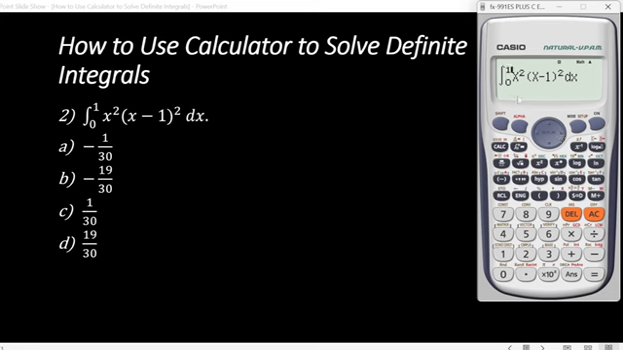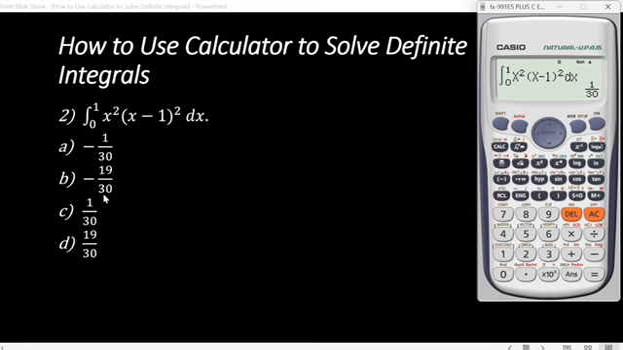Now let's check whether what we've typed is the right thing. When we look through and it matches what is pressed on the calculator, we press equal to see our answer. We have an answer of 1 over 30. Let's look through our options. Option A is negative 1 over 30, which is not the same as what our calculator gave us. Option B is negative 19 over 30, not the same. Option C is 1 over 30, which is the same as what our calculator gave us. So for this question, our answer is option C, 1 over 30.